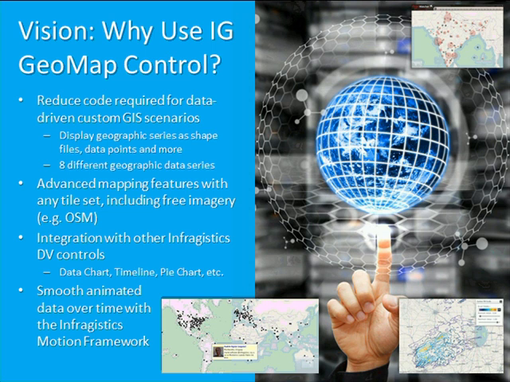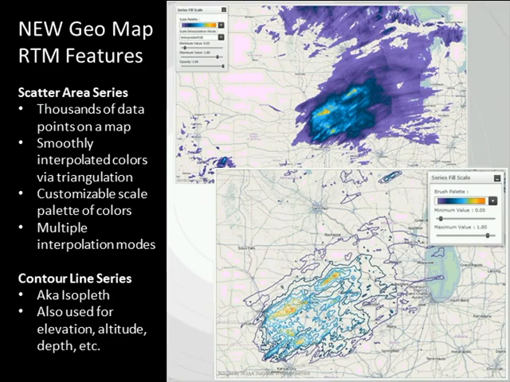So basically what I was saying is that you have the ability to bind your data over time using the motion framework, which is built into our DataChart and into our geographic map to show data over time, and I have a cool sample that I'll be showing you about this. So what are some of the new features that we brought to our Geo Map?